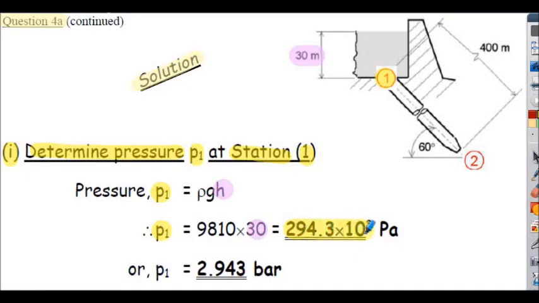So there's our pressure, pascals here. I've also stated it in bar purely for reference. So that's the pressure at the entrance to the pipe.